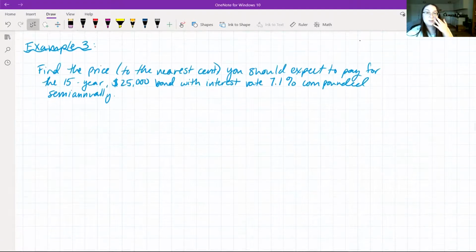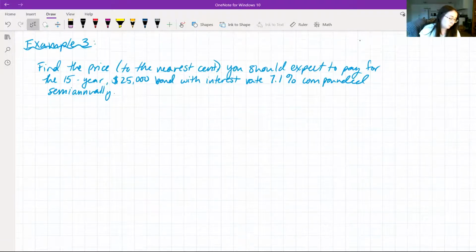All right, moving on to example 3 here. We want to find the price to the nearest cent you should expect to pay for the 15-year $25,000 bond with an interest rate of 7.1% compounded semi-annually. So what we really want to know here is what we should expect to pay for this bond if it's going to make so much money.